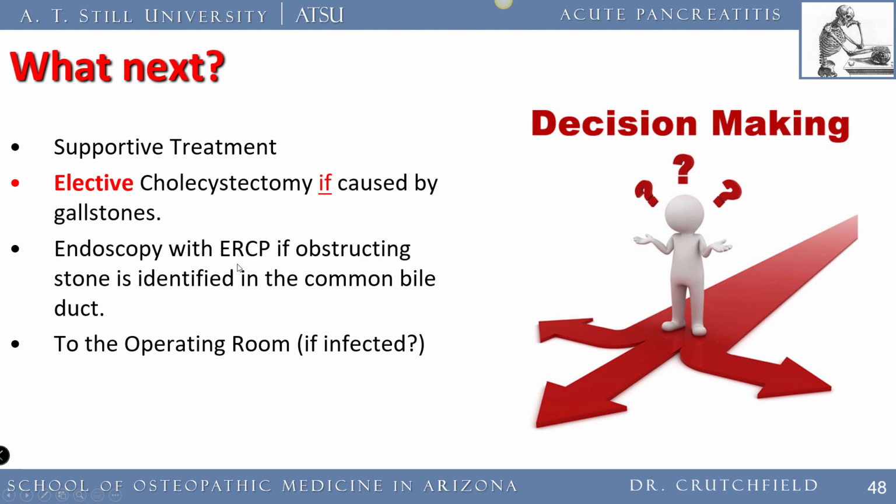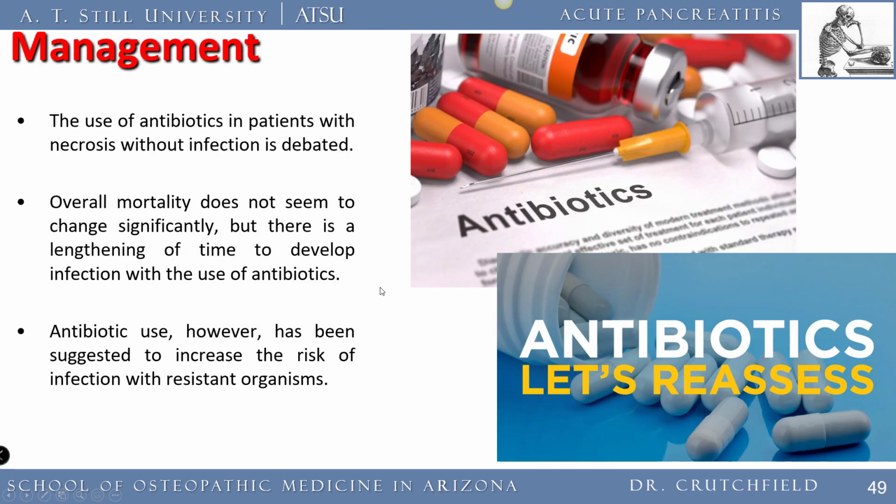We can do an MRCP to see if there's obstruction of the common duct, and if the MRCP shows obstruction of the common duct, they might need an ERCP to take out that stone and open up that common duct. And of course, it's a judicious decision whether we need to go to the operating room or not, and whether or not they're infected. So should we use antibiotics or not? Take out a quarter, let's flip it in the air and see what we should do. The use of antibiotics is hotly debated.